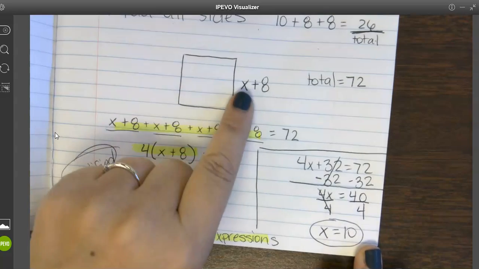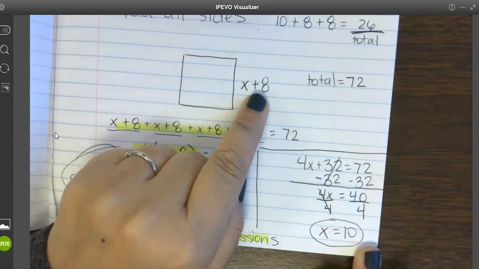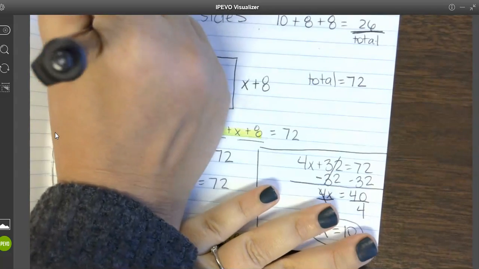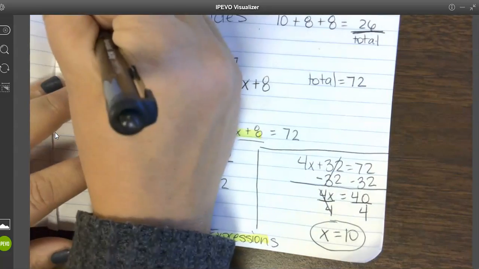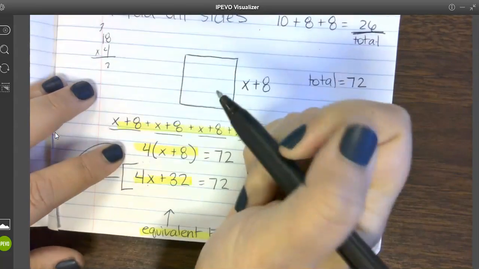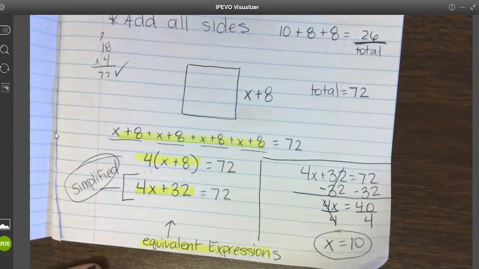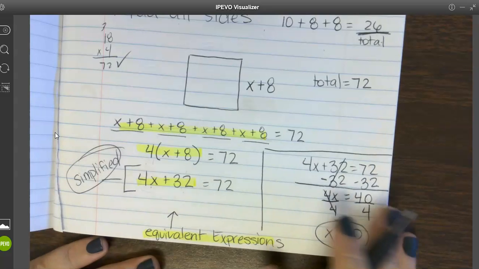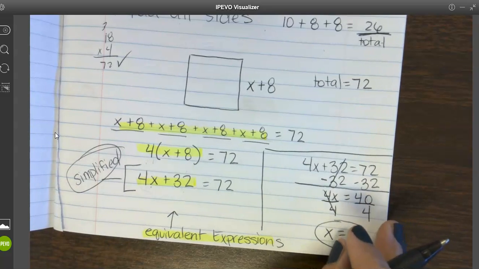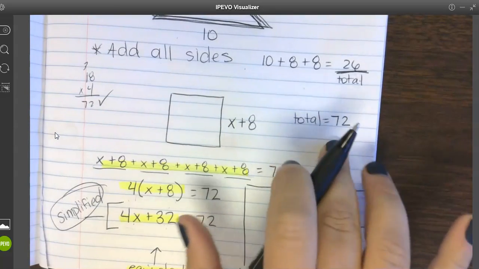Okay, and I can plug it back in here and say 10 plus 8 equals 18. 18 times 4 is 72. So I know that I've done it correctly. Okay, checked with substitution. All right, so that is one type of problem where they'll give you the actual shape here and then they'll give you the total.